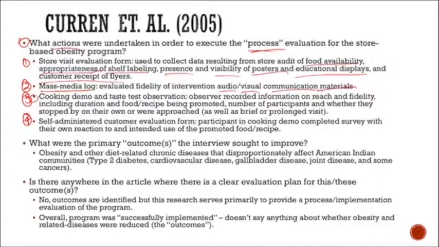The third item here is the cooking demonstration and taste test observation. So again, they created a system for an observer to come in and record information to look at the reach of these programs, to figure out how many people and who those people were that were receiving the cooking demos and the taste tests. Right? This included factors that they had identified in advance, like the duration of the demonstration, the food and recipe that was being promoted, the number of participants that attended the demonstration, and whether or not they stopped by on their own or were approached by an individual.